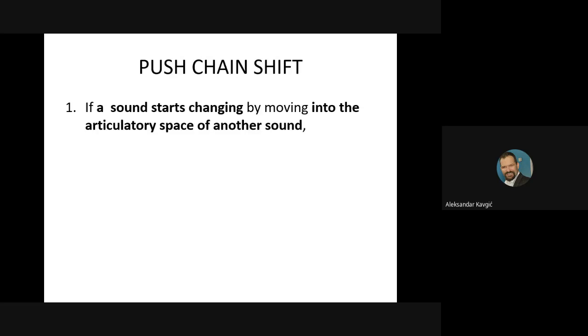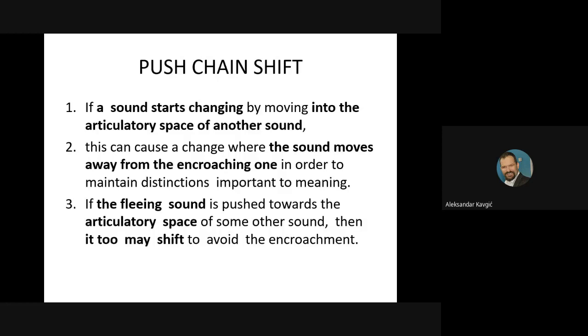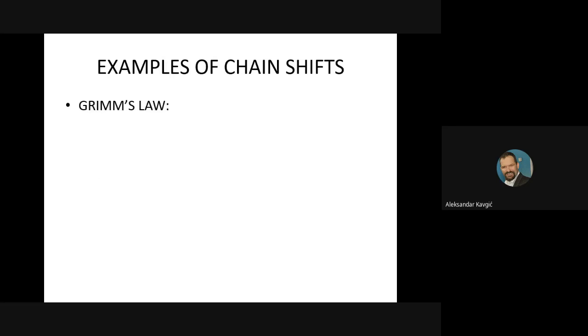But usually what happens is that the original sound then moves in order to maintain some sort of distinction in the phonological system. And this sound that moves is called the fleeing sound. And then this fleeing sound can move another sound, and again you can have a chain reaction and a full circle. So let me just give you examples, because then it will be clear. So what are some examples of chain shifts?